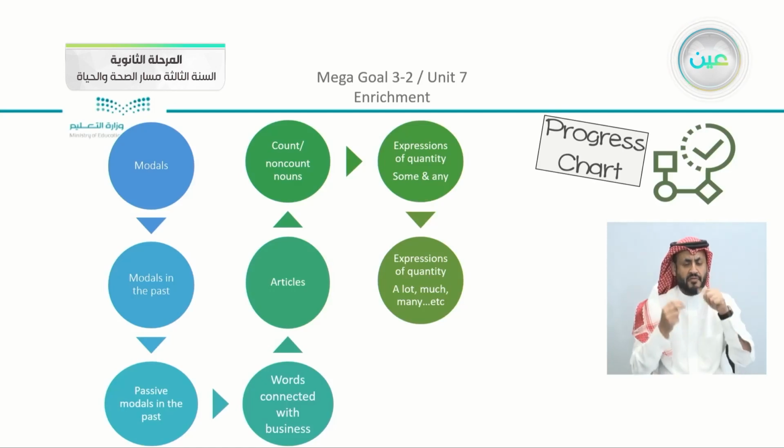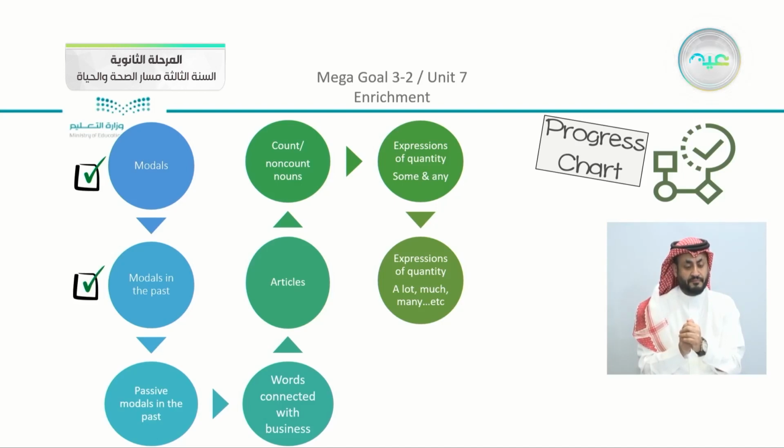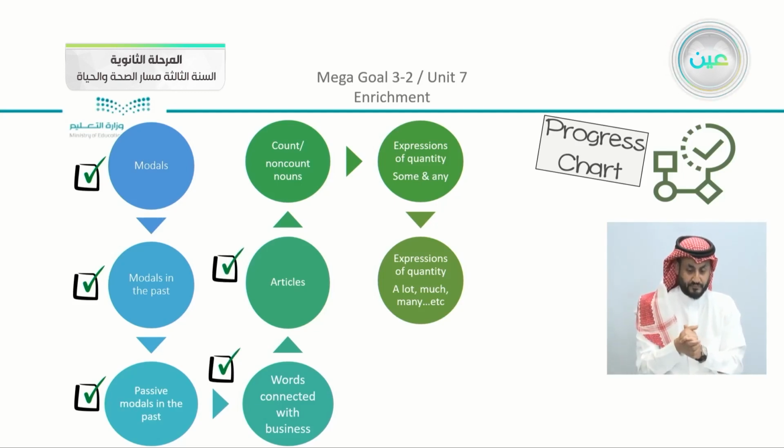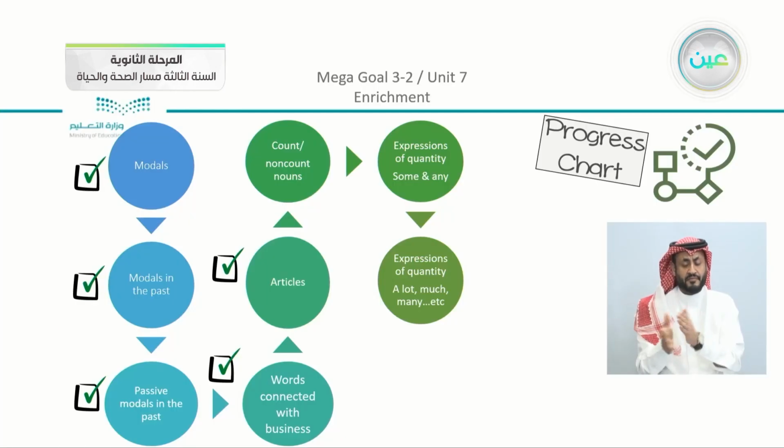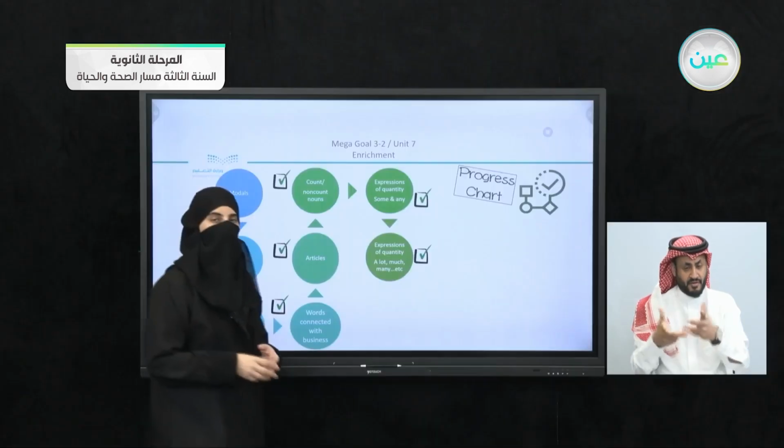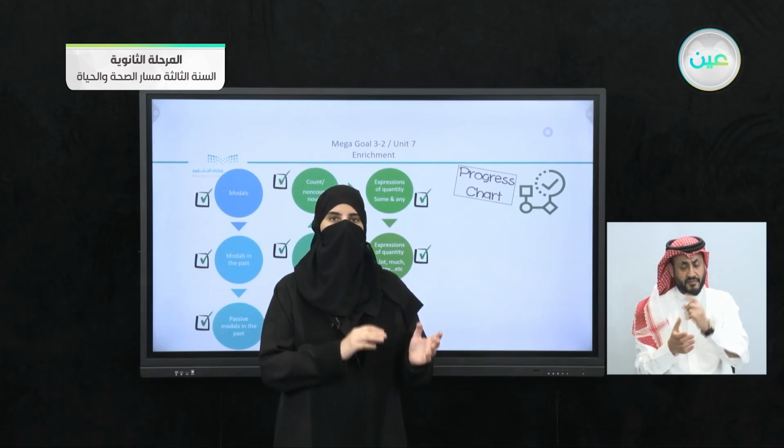So what did we study in our enrichment here? First of all, we studied modals in general. And throughout the modals, we turned them into the past. We have also applied the passive modals in the past. We moved on to words that are connected with business. And from these words, we revised the articles. Now we said that we have here a, an, and the. And with these articles, we just revised count and non-count nouns as we studied in our lesson. After that, we used expressions of quantity using some and any, reaching the very end, which is expressions of quantity, a lot, much, many, and so on. So we have completed our enrichment for the day. We have Unit 7. We are going to move on next lesson, inshallah, to Unit A, so be ready.